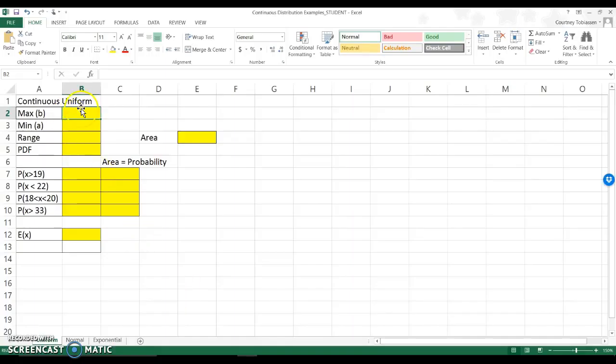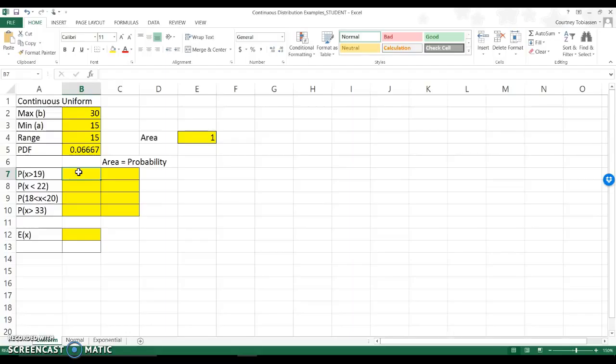So we have our max of 30 and our minimum of 15 minutes. That means that our range is 15, 30 minus 15. Our probability distribution in this case is going to be 1 divided by that range. So this is the probability throughout. The area to calculate is kind of a no-brainer. It's going to be the range times the probability distribution, which, based on how we figured that, of course is going to be 1. So the area is the probability, and we have to draw pictures.